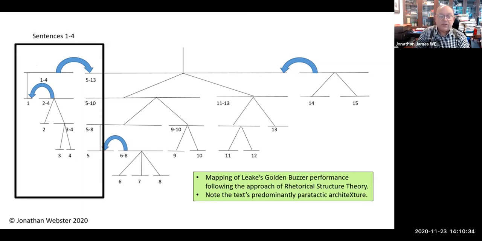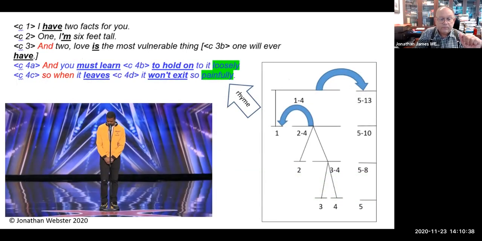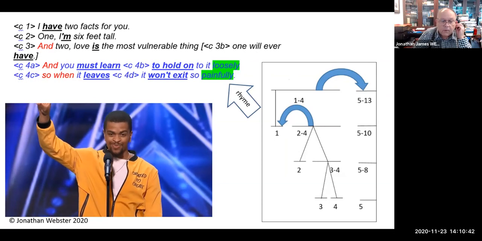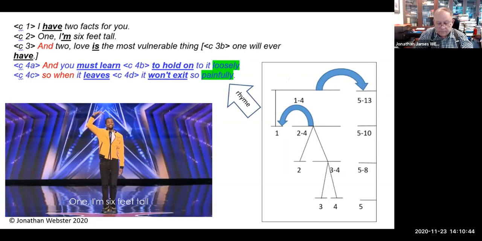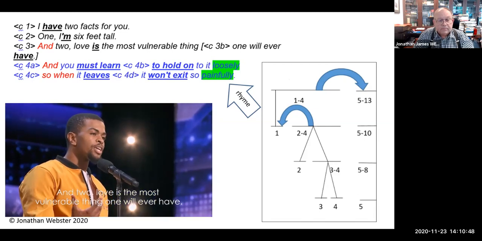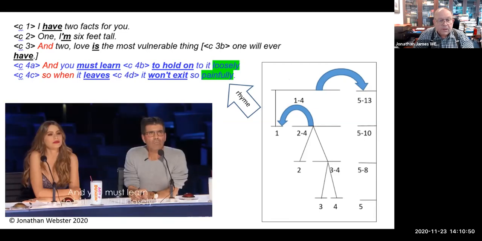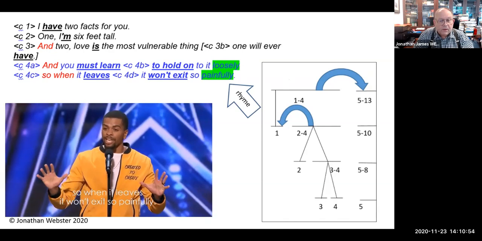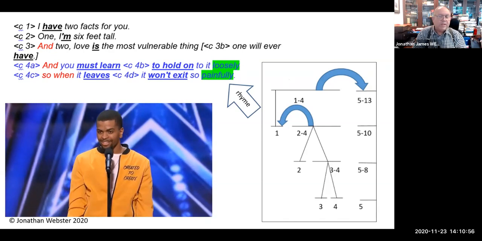Let's just look at the first 4 sentences, all right? I have 2 facts for you. 1, I'm 6 feet tall. And 2, love is the most vulnerable thing one will ever have. And you must learn to hold on to it loosely, so when it leaves, it won't exit so painfully. Okay, so we notice the rhyme, okay? We notice it's quite paratactic.